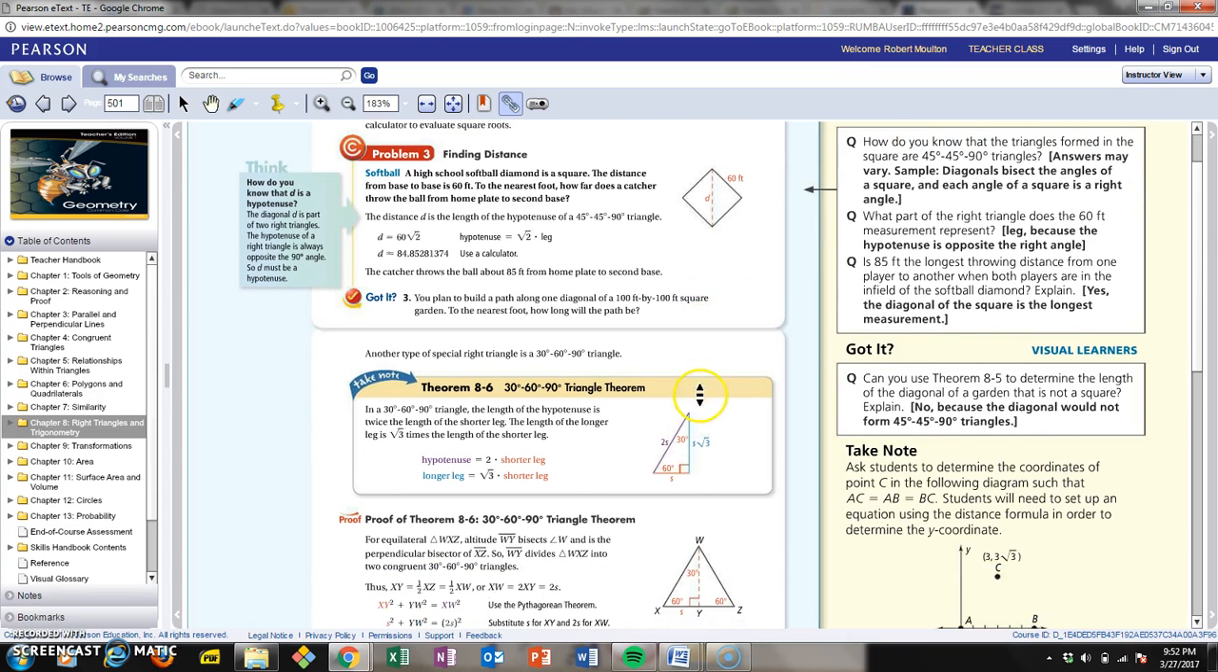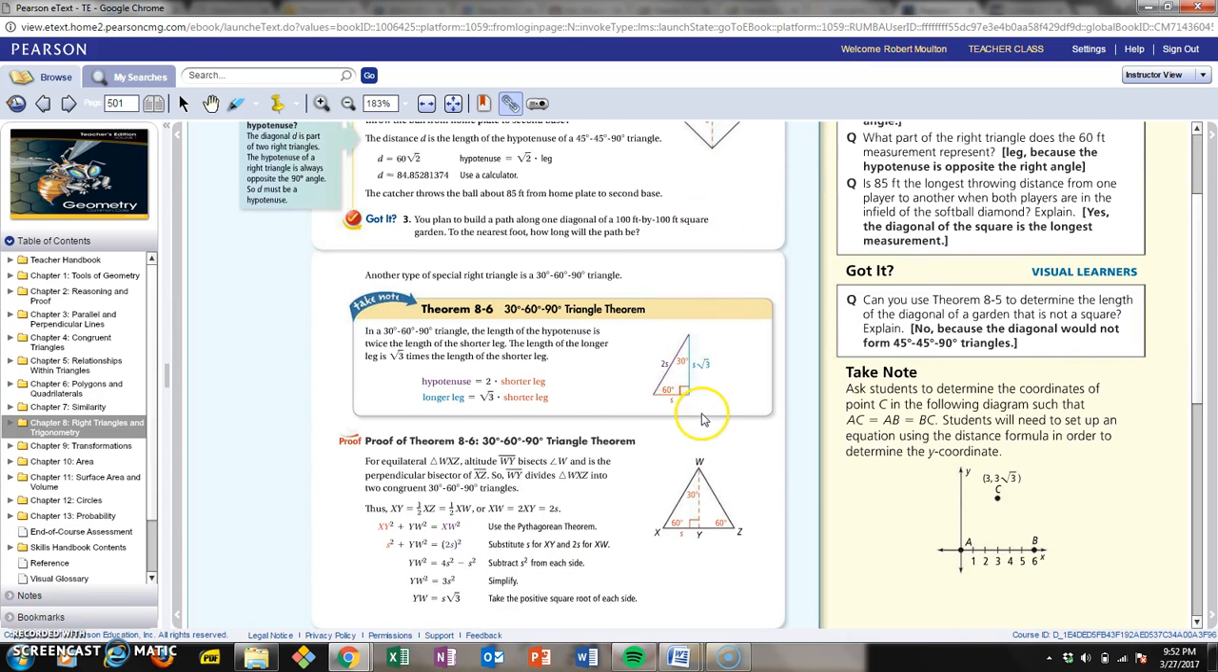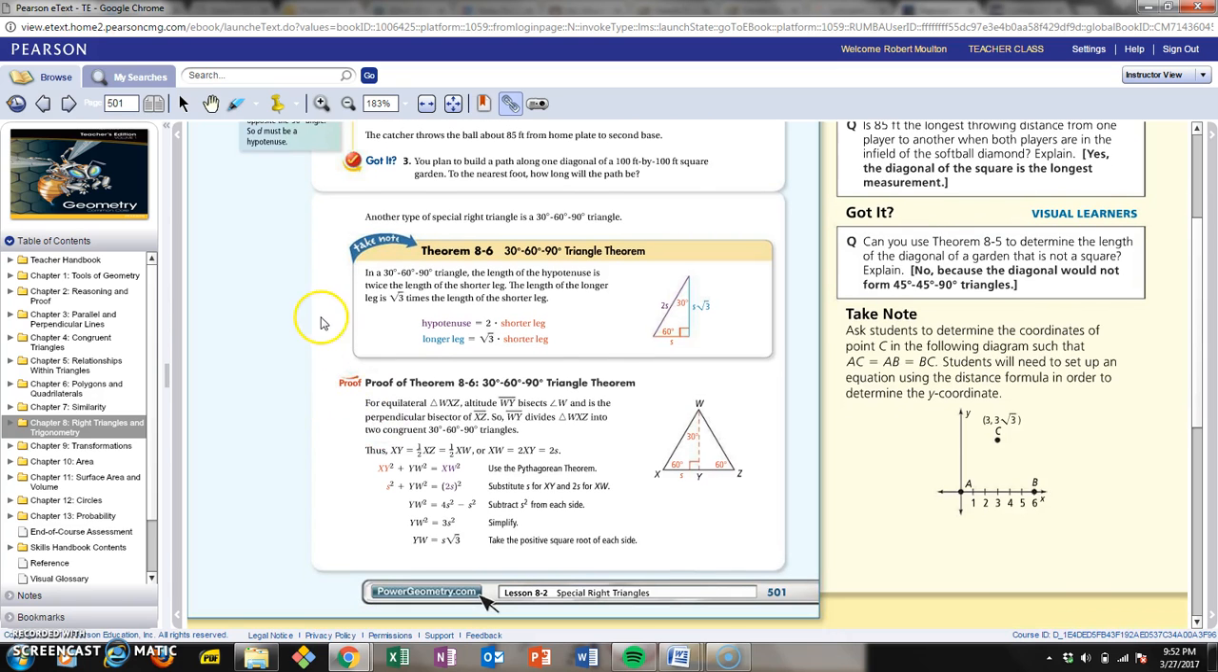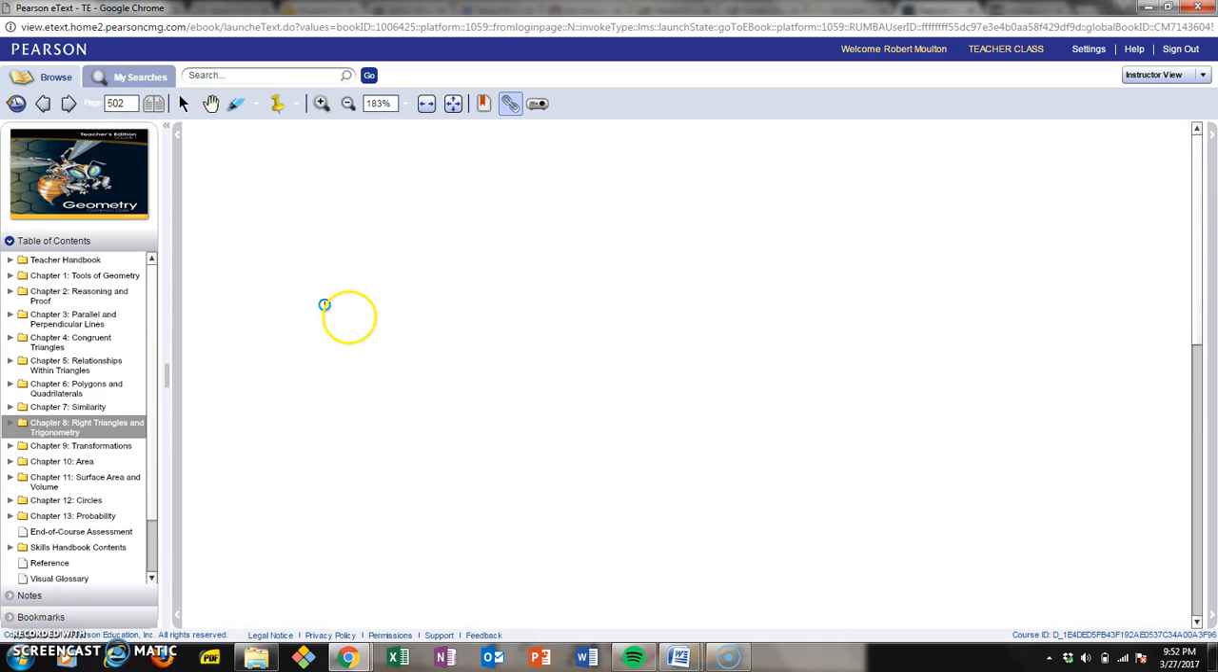Excellent. Now theorem number 2 for the section, which is 8-6, 30-60-90 triangle. In a 30-60-90 triangle, the length of the hypotenuse is twice the length of the shorter leg. So shorter leg S, hypotenuse is twice of that. And then the longer leg here is square root of 3 times the length of the shorter leg. So again, once we have the shorter leg, it's square root of 3 times S. And you can see that represented right here. Alright, proof, you could check that out right there.